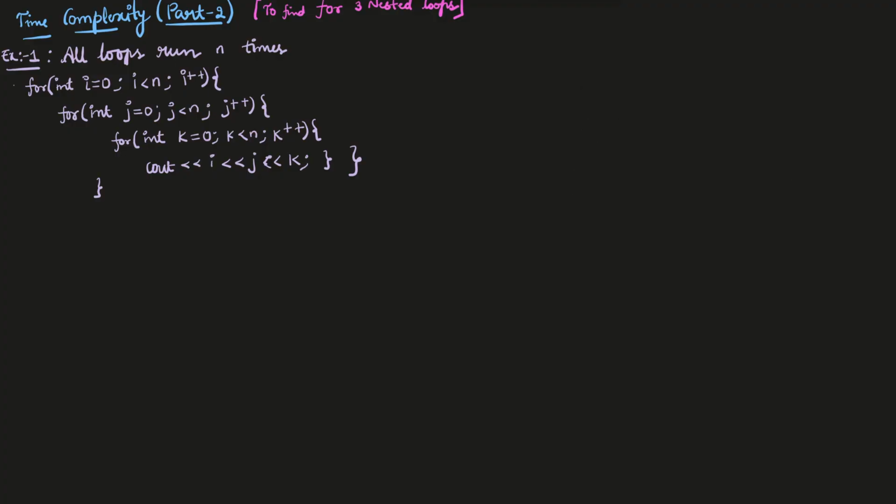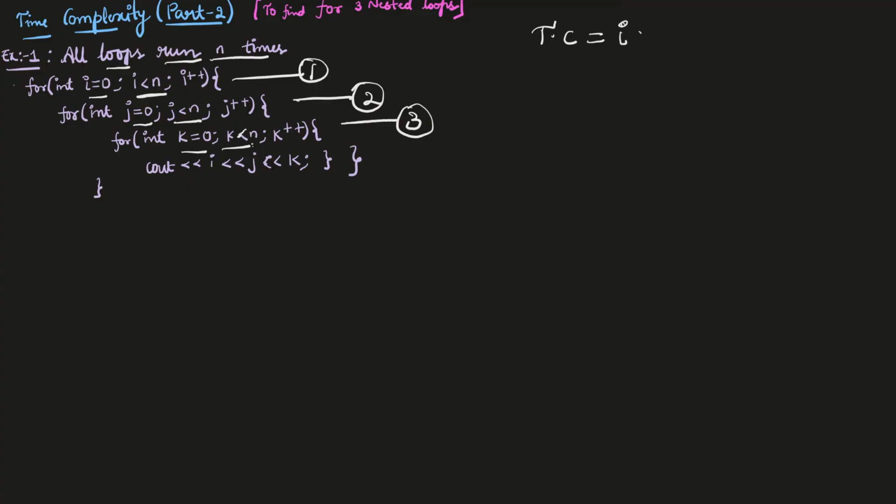In the first question, all loops run n times. This is the first for loop, this is the second for loop, and this is the third for loop. The first for loop runs from 0 to n, which is n minus 1. j also runs from 0 to n, that is n minus 1 times, because it is less than n. For all of these, you need to remember that the time complexity would be the product of the number of times i runs, j runs and k runs.